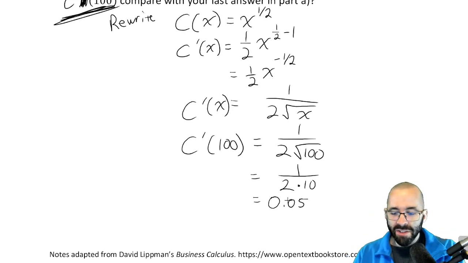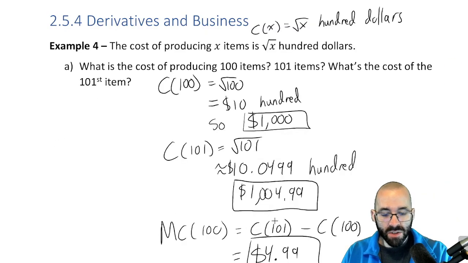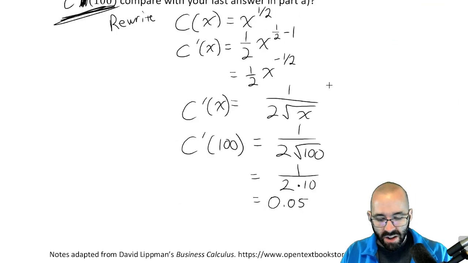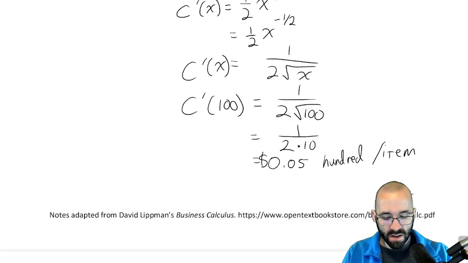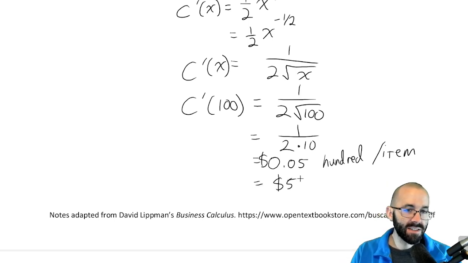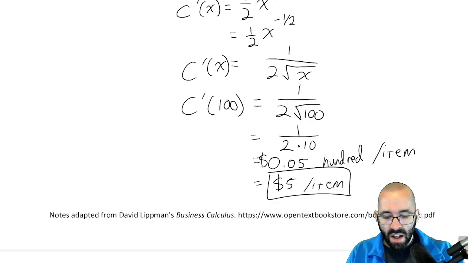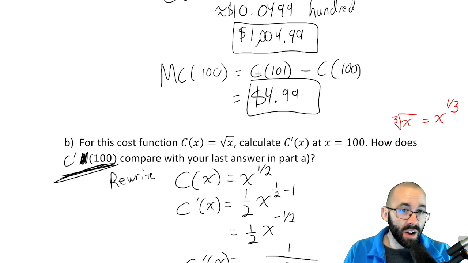The units of a derivative are the units of the original function. What are the units of our original function? Hundreds of dollars. So this is hundreds of dollars per item. Okay. So rewriting that, that's $5 per item. Okay. So you can see $5 and $4.99, those are pretty similar quantities.